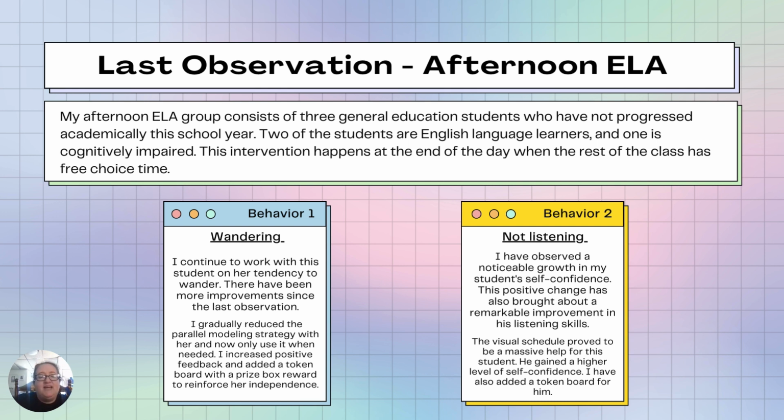My student that was not listening, I've observed noticeable growth in his self confidence because he is mastering these tasks at hand. And as his self confidence grew, it brought about positive changes for him and his listening skills. The visual schedule was a huge improvement. He gained that higher self confidence, and that pretty much is what he's needed. I also have added him to my token board reward system.